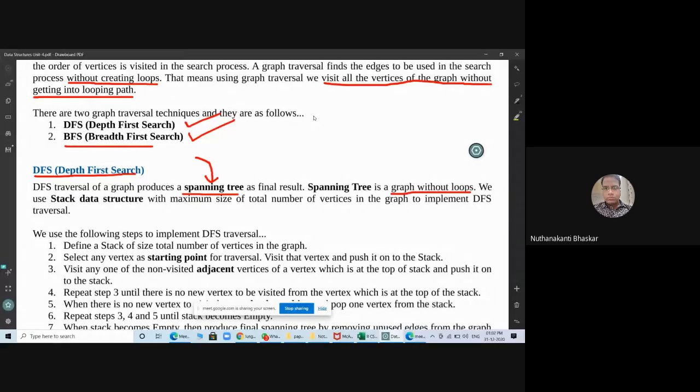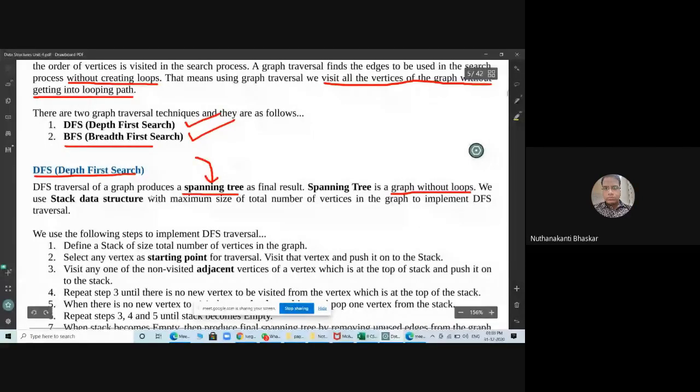You know the graph. A graph has a chance of cycles, but after applying DFS to any graph, you will get one resulting graph. That graph must be a spanning tree only. Then what is the spanning tree? The spanning tree is nothing but a graph without cycles or loops. Clear? Yes, sir.